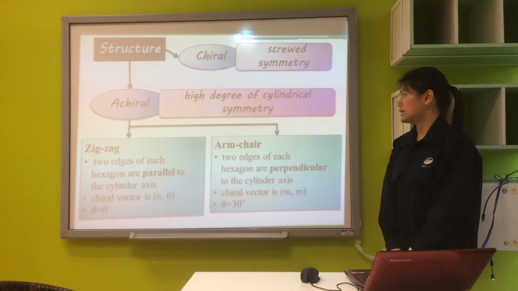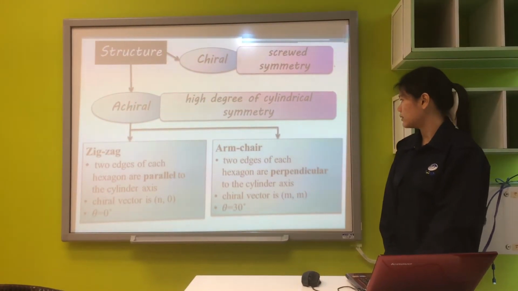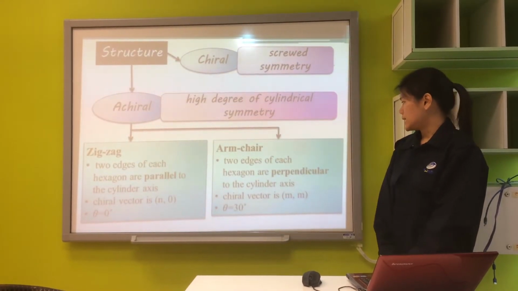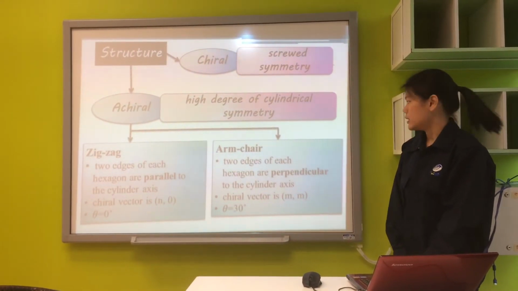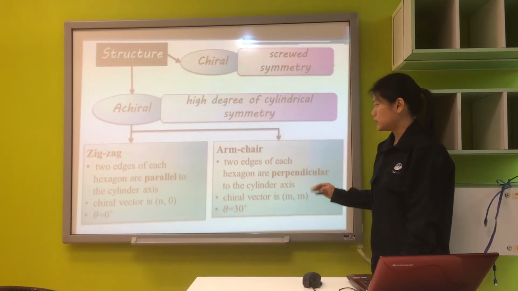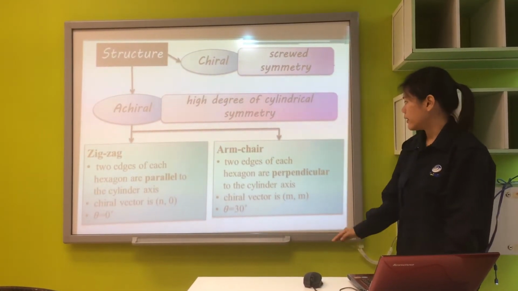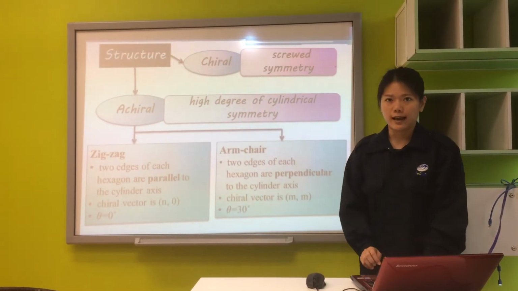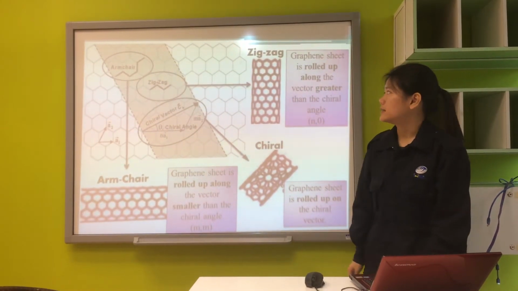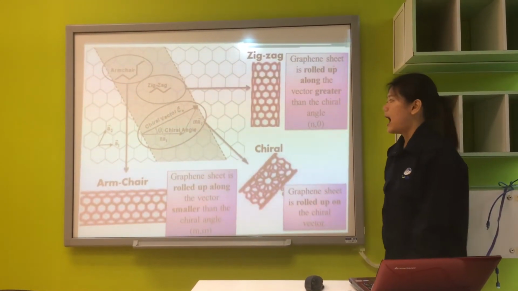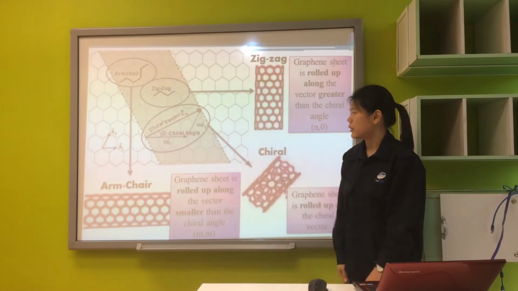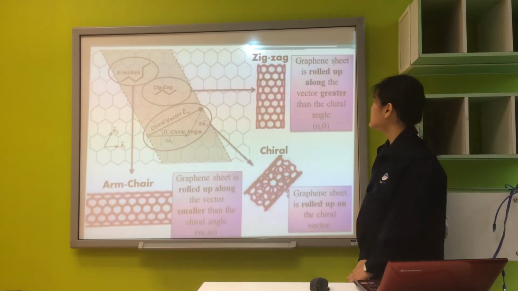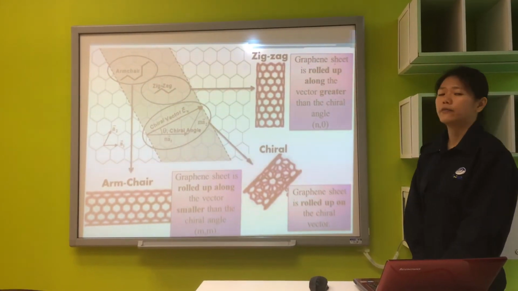Next, in the armchair, the two edges of each hexagon are perpendicular to the cylinder axis. The chiral vector is (n,n) and theta is 30 degrees. Due to the armchair being perpendicular to the cylindrical axis, the vector components are usually the same, either m or n, and they are equal to each other. Next, we can see this more clearly in this diagram. In armchair, the graphene sheet is rolled up along the vector with the smaller chiral angle, while in zigzag the graphene sheet is rolled up along the vector with the greater one.